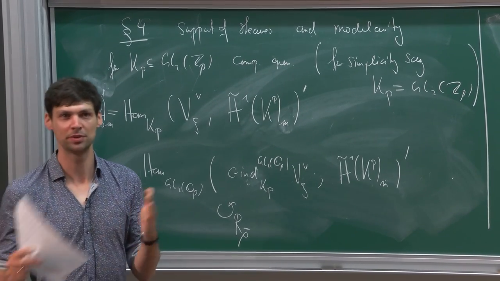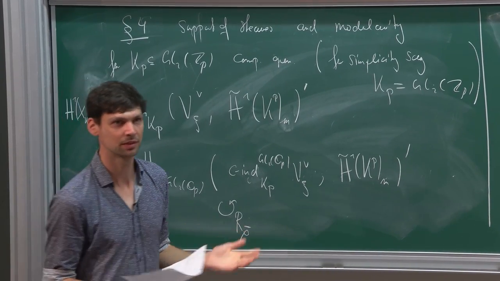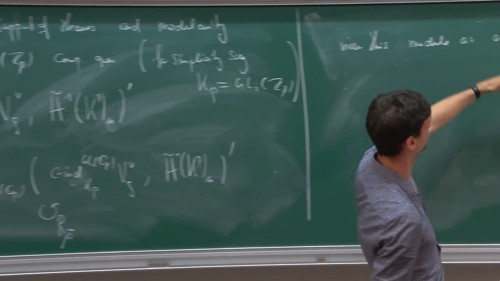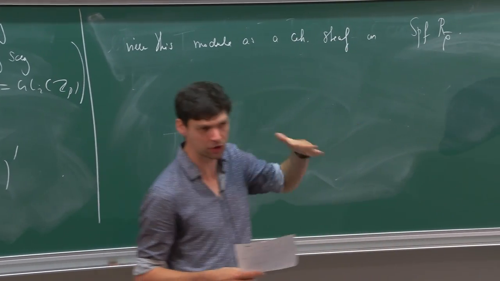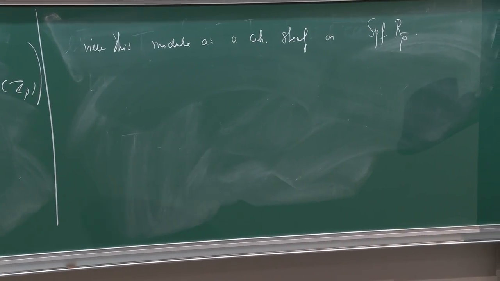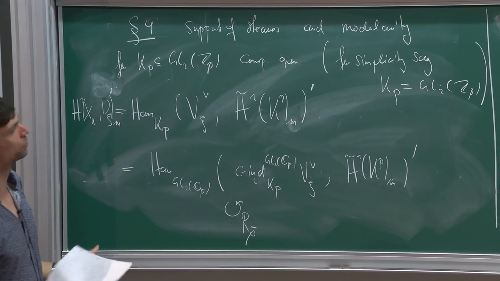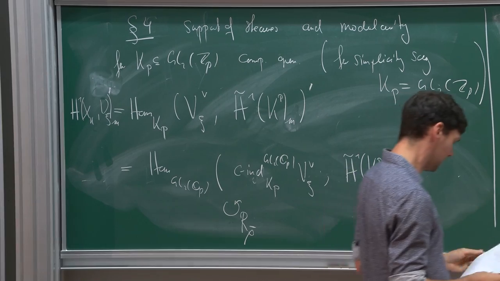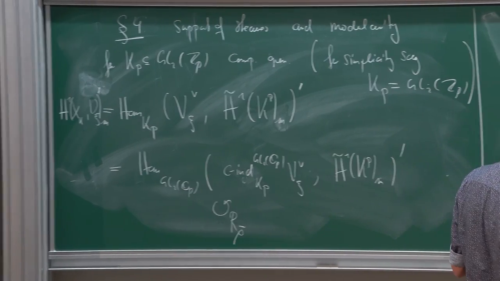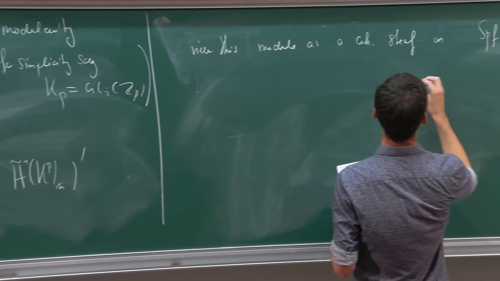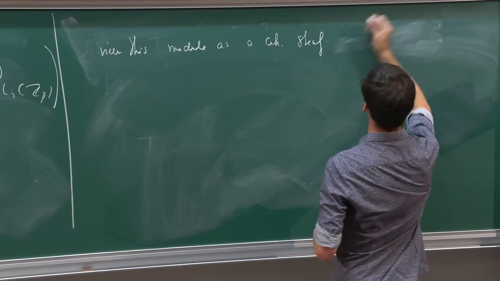Because then we would be able to prove modularity. So if we knew that the support was given by all Galois representations that are maybe crystalline at p with Hodge-Tate weights related to xi, then we would prove modularity as the coherent sheaf.